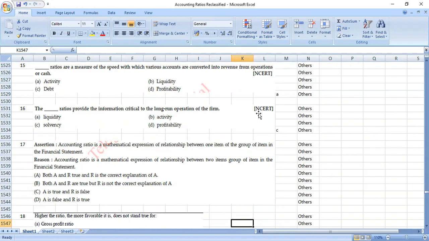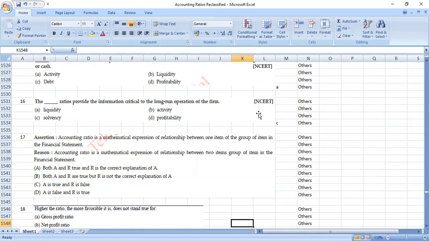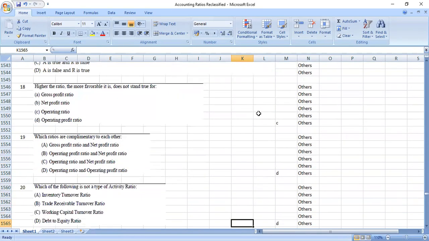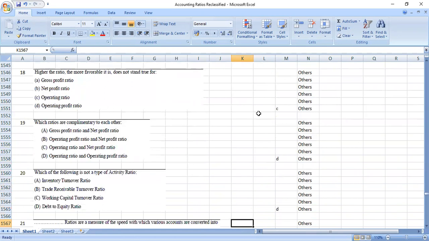16. Dash ratios provide the information critical to long run solvency, long run operation. Firm has to be solvent. Solvency ratio. 16C. Accounting ratios, a repeated question: higher the ratio, the more favorable it is. Does not stand for... Gross profit ratio is high, we are happy. Net profit ratio is high, we are happy. Operating profit ratio is high, we are happy. Operating ratio is high, we are sad, because operating ratio measures the operating cost divided by revenue from operation. You want the operating cost to be low. So higher the ratio is better does not stand for C, operating ratio.